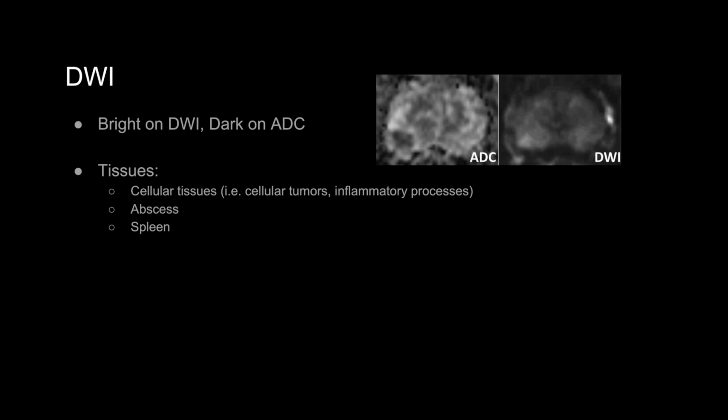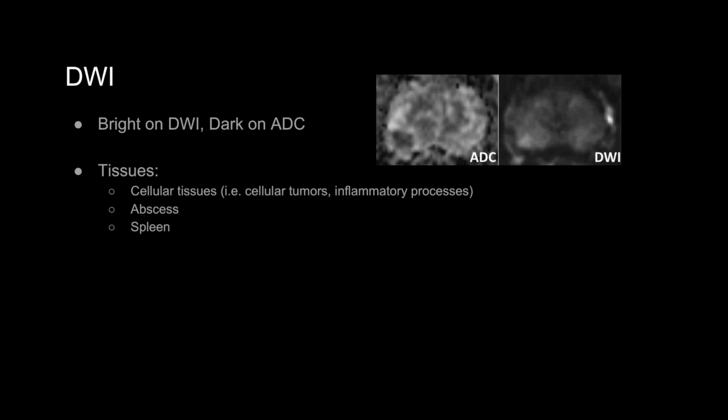DWI images are extremely clinically important. It's important to know what things restrict diffusion. The most common thing that we use DWI images for in body imaging is to detect cellular tissues, namely and most commonly tumors. DWI is invaluable in tumor detection and tumor staging, for example, in rectal cancer, cervical cancer, etc. And we'll talk about that in another video.